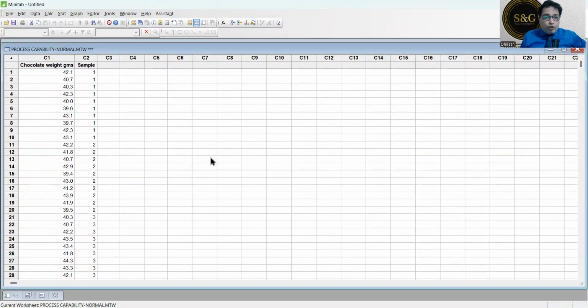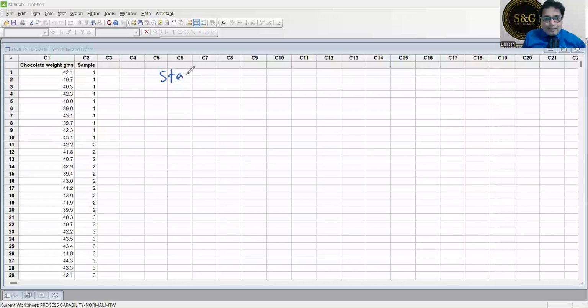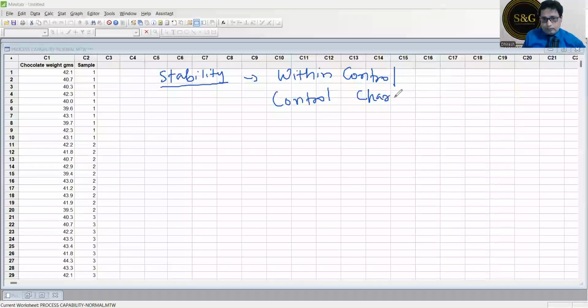Now, before we go and check the process capability, there are 2 steps we need to do. Always remember this. The first step is called stability of the data. What is stability? Stability is nothing but whether the process is within control or not, and that is done through a control chart. So SPC, statistical process control. The control chart is a very important part of statistical process control.